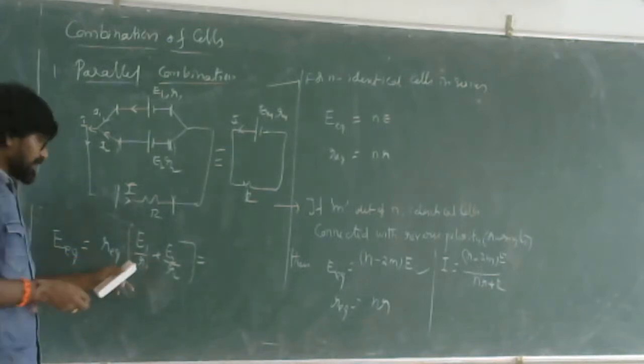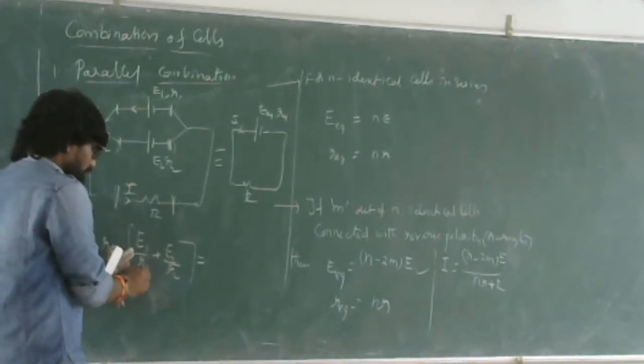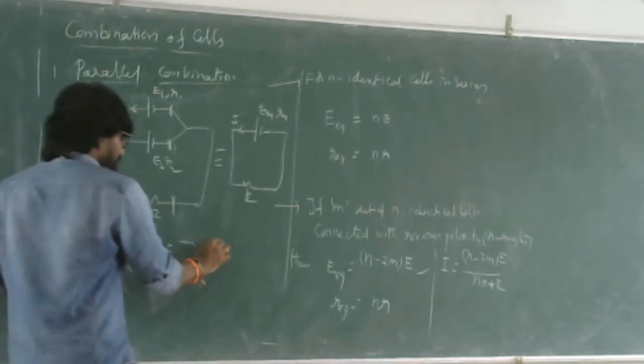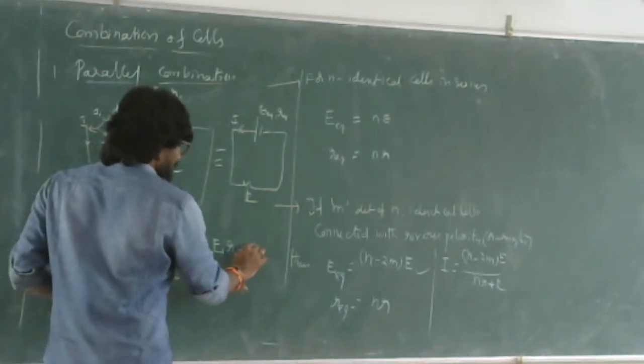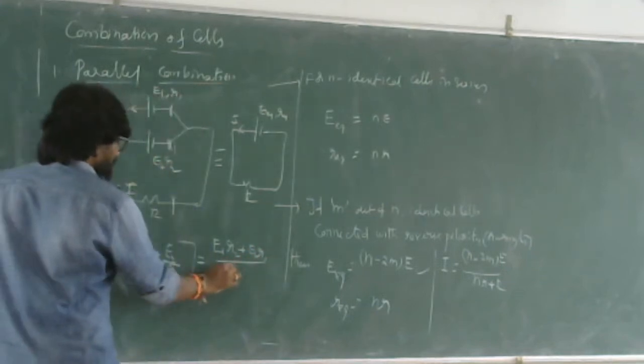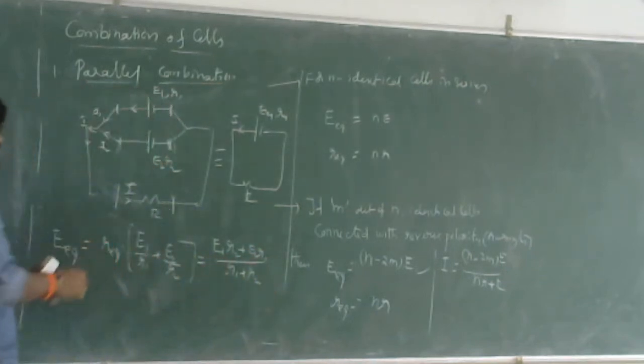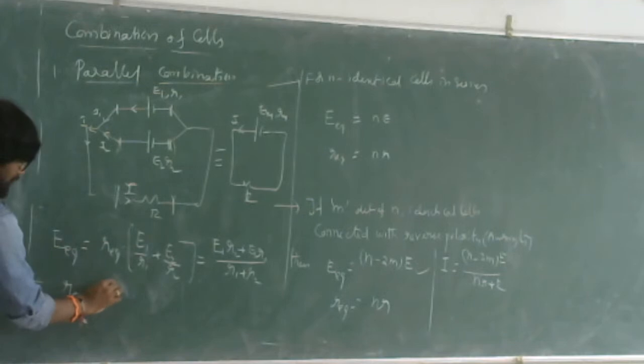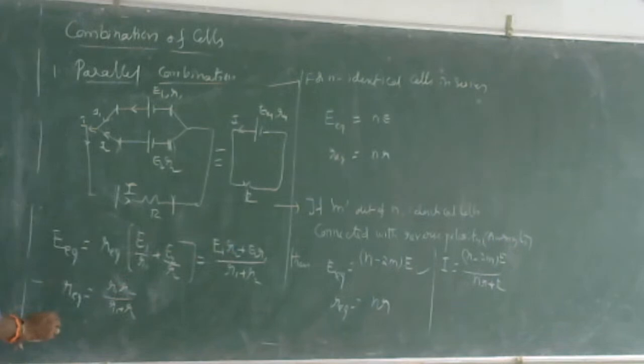So I am simplifying this again. You can write (E1 R2 plus E2 R1) by R1 R2, times R1 R2 by R1 plus R2. R1 R2 gets cancelled. You get (E1 R2 plus E2 R1) by (R1 plus R2). Because here R equivalent for parallel combination is R1 R2 by R1 plus R2. Substitute this here. Or you can also write that 1 by R equivalent is equal to 1 by R1 plus 1 by R2 in parallel combination. Got it?